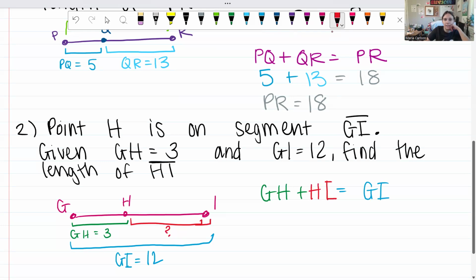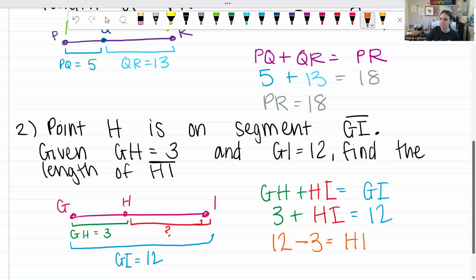So with that in mind, if I know GH is 3 plus HI, I can take 3 and add on whatever the length of HI is to get GI, which is 12. So really, if I want to find whatever this length is, HI, hopefully you recognize we can just subtract 12 minus 3 to get this length, which is 9.